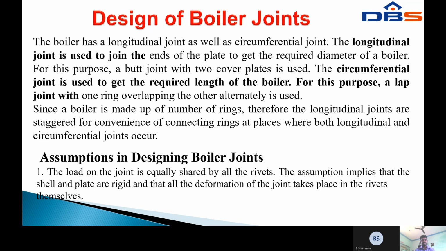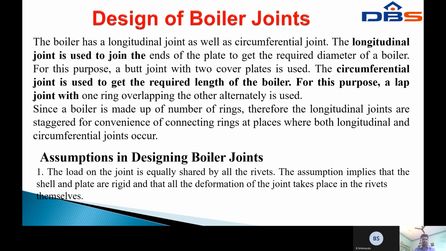Assumptions in designing boiler joints is a most important question. The first one: the load on the joint is equally shared by all the rivets. This assumption implies that the shell and plates are rigid and that all the deformation of the joints takes place in the rivets themselves.